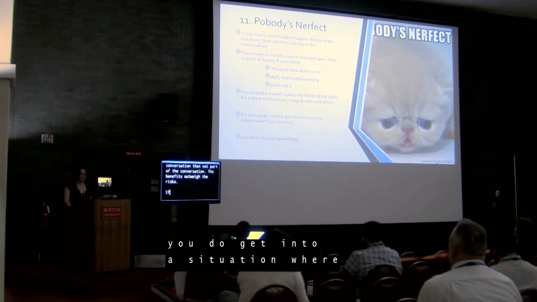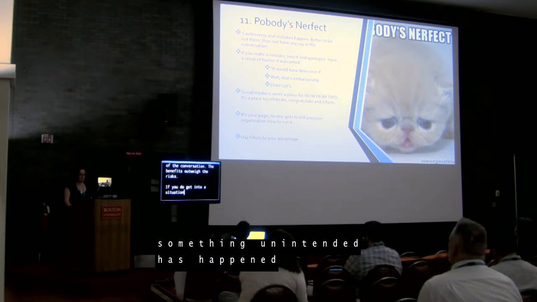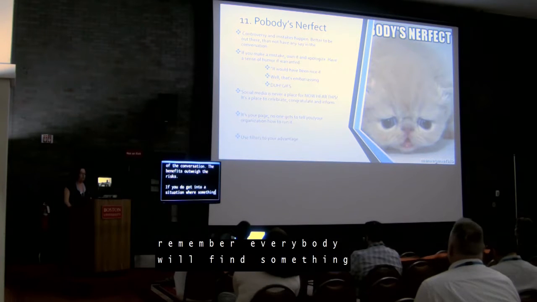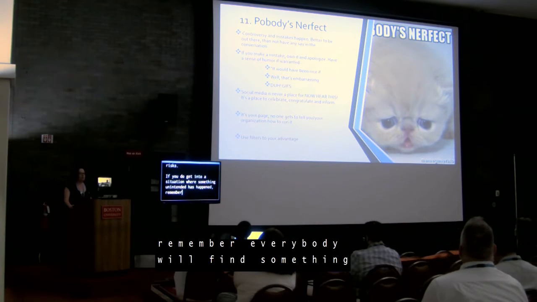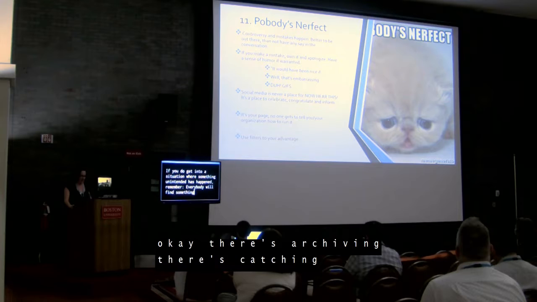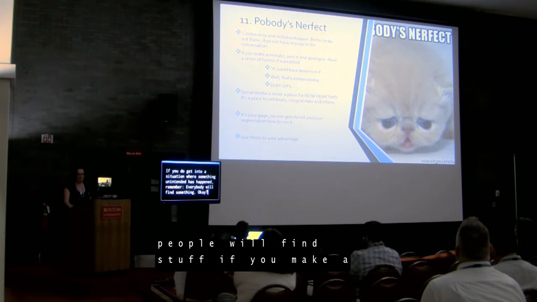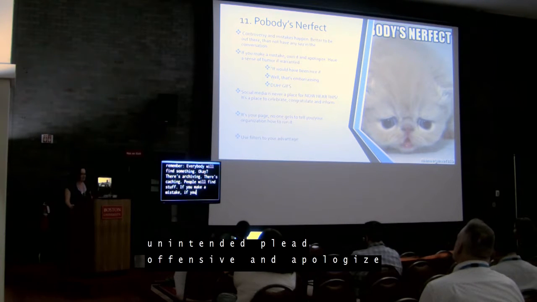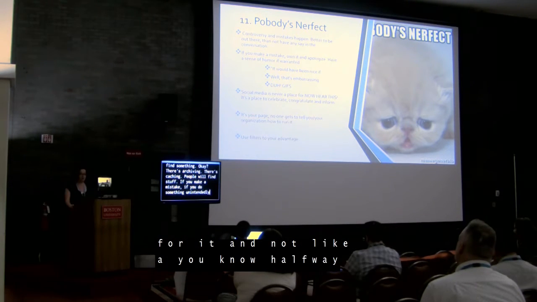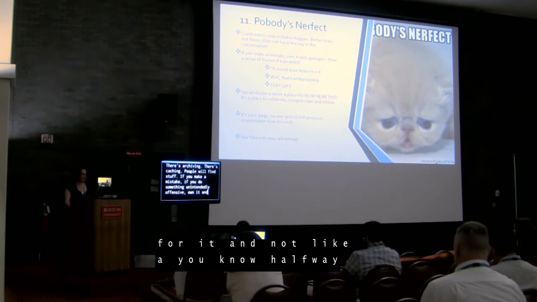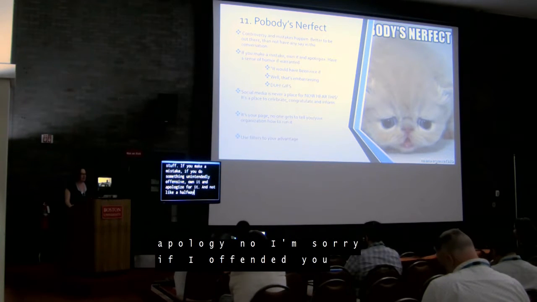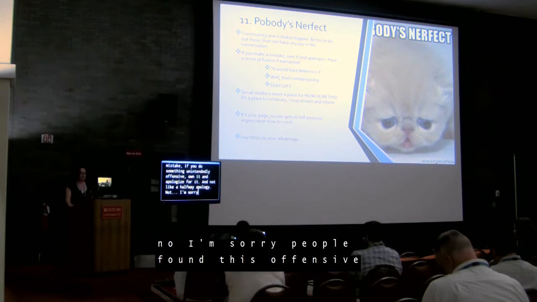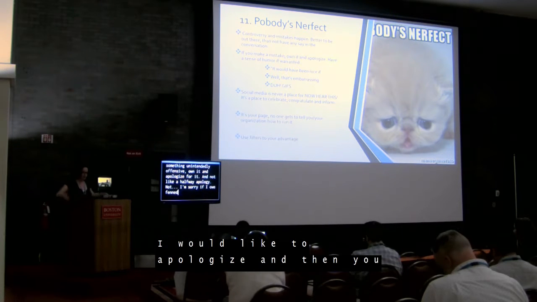If you do get into a situation where something unintended has happened, remember, everybody will find something. There's archiving, there's caching, people will find stuff. If you make a mistake, if you do something unintendedly offensive, own it and apologize for it. And not like a halfway apology. Not, I'm sorry if I offended. No, I'm sorry, people found this offensive, I would like to apologize.